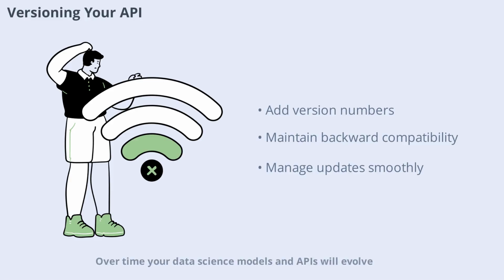Over time, your data science models and APIs will evolve. Implementing versioning allows you to introduce new features or improvements without breaking existing integrations. Common practices include adding version numbers to your API URLs or using headers to specify versions. Versioning helps you manage updates smoothly and ensures backward compatibility for your users.